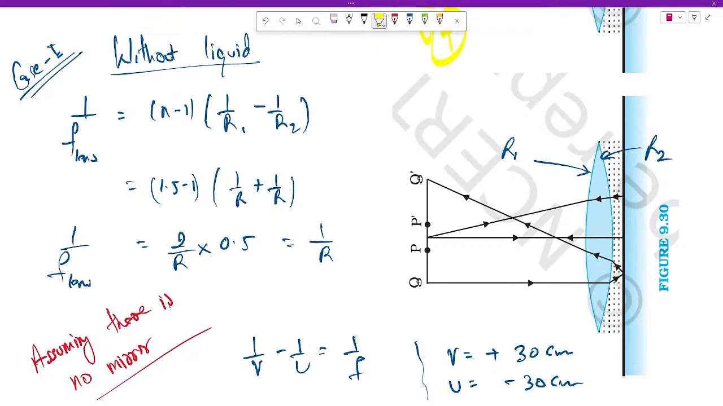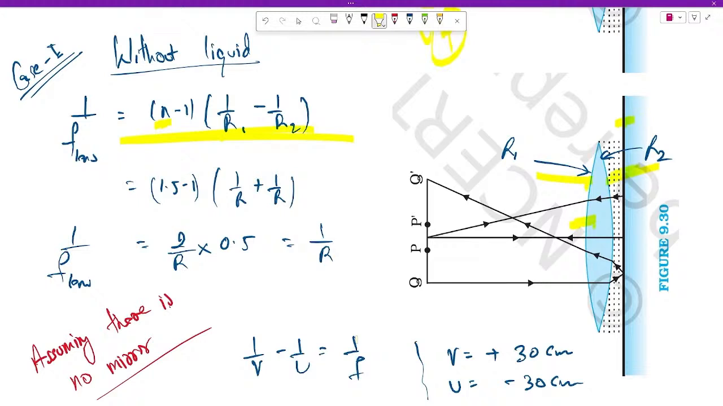So when there is no liquid, we can calculate the focal length of this lens as 1 by f equals (n minus 1) times (1 by R1 minus 1 by R2). This is the lens maker's formula, where n is the refractive index of the glass used to make this lens, and R1 is the radius of curvature of this side, and R2 is of this side.